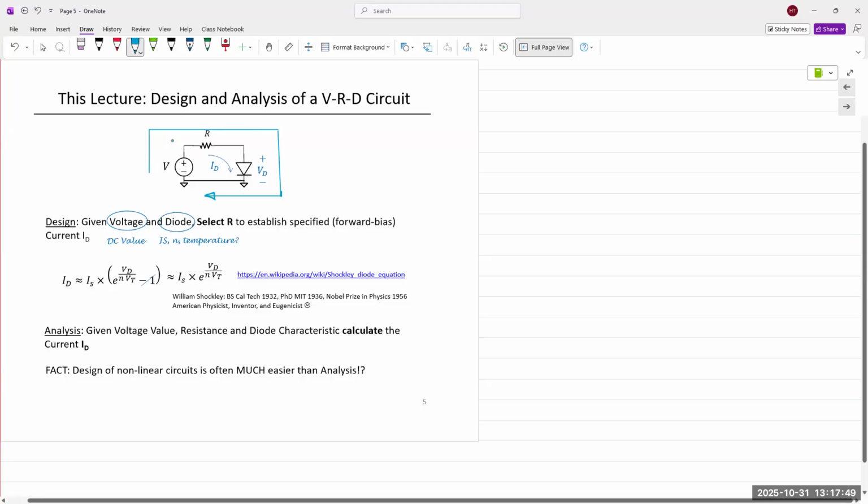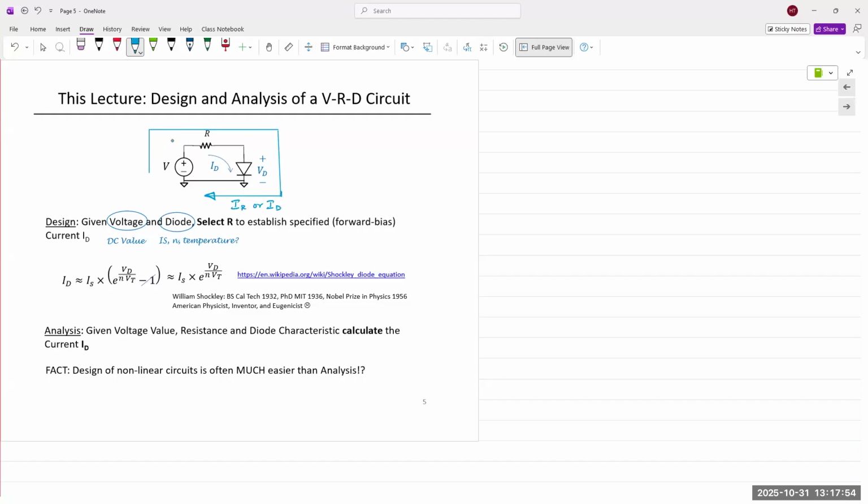We can call it IR or ID. It does not really matter. The resistor current is the same as the diode current, so IR and ID are the same.